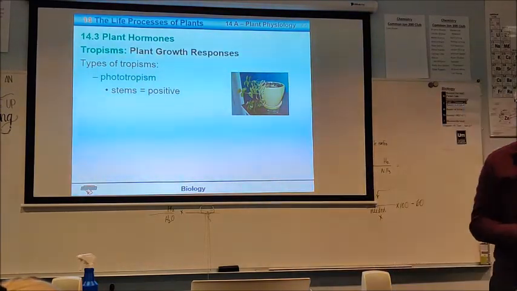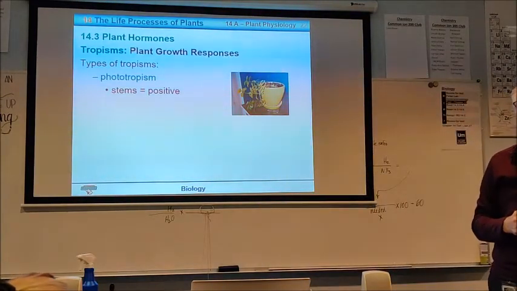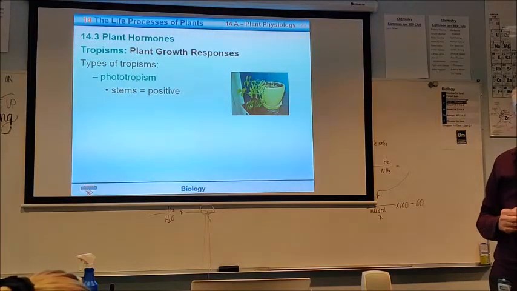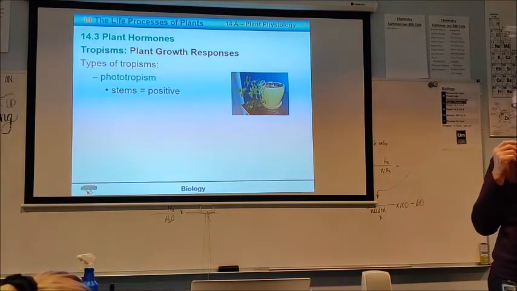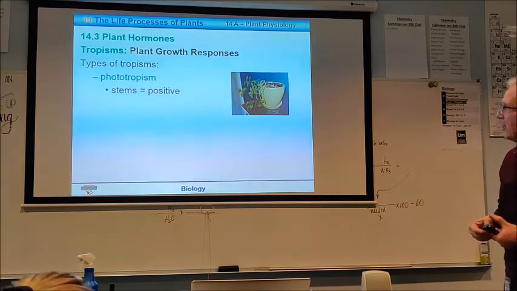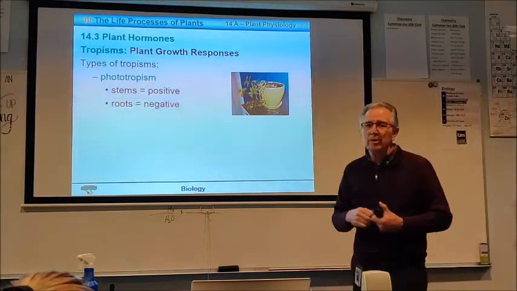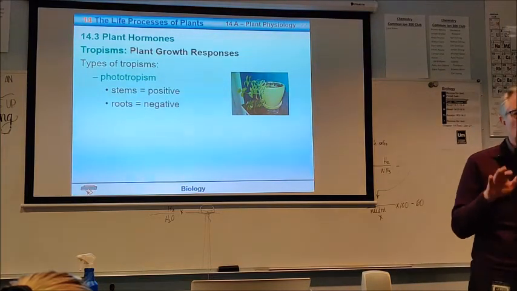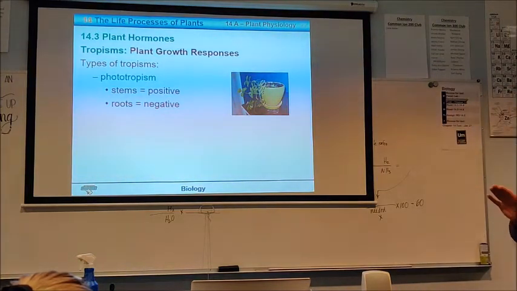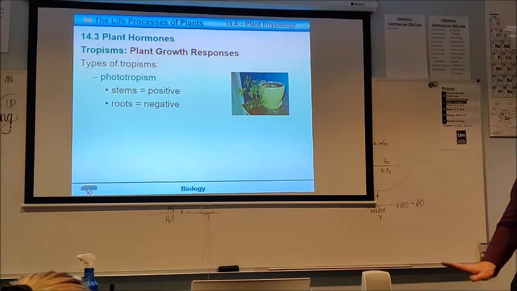But what do roots do? They grow toward the light? No, they actually grow away from the light. So that would be a negative tropism for that. So with light, they respond just the opposite. So roots grow into the soil, not out of the soil looking for light.